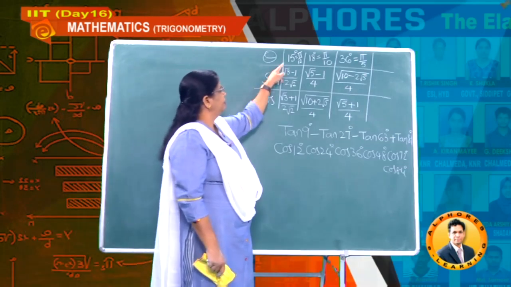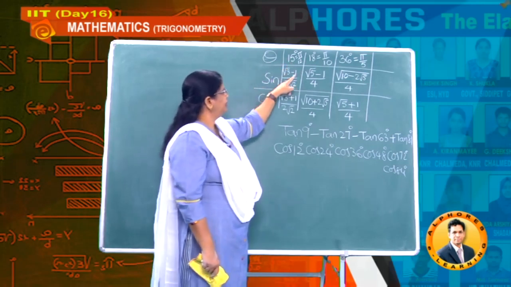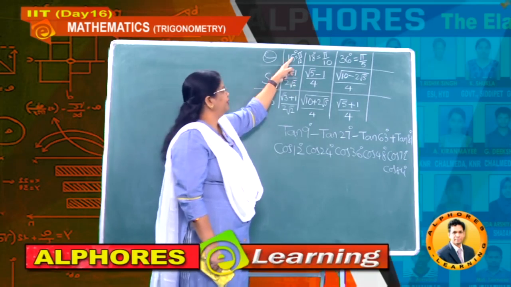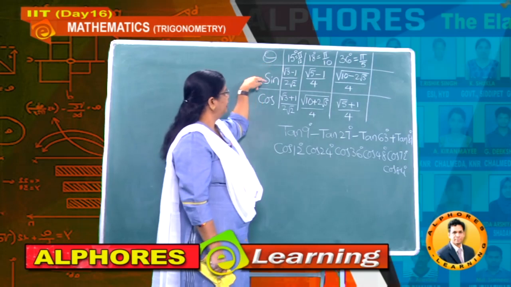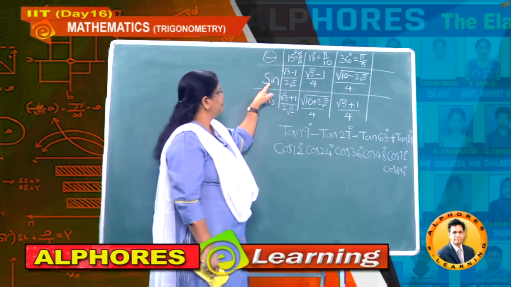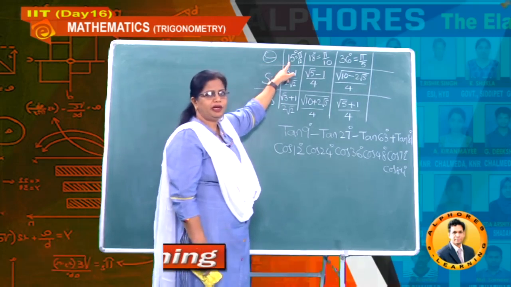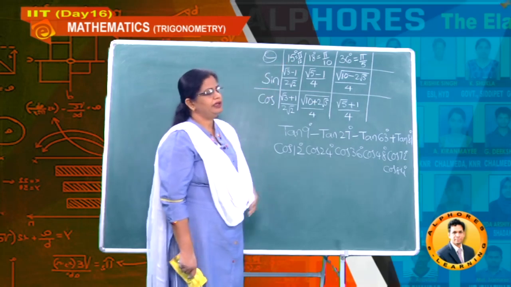That is sine 15 degrees. From compound angles we have proved it is (root 3 minus 1) by 2 root 2, and the complementary angle here is 75 degrees. Next, cos 15 degrees is this value, and we know sine 15 is the same as cos 75, and cos 15 is the same as sine 75.